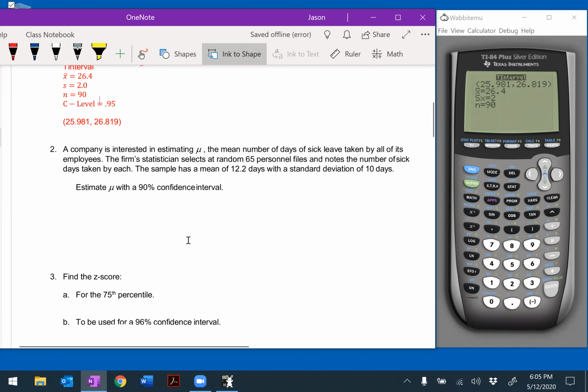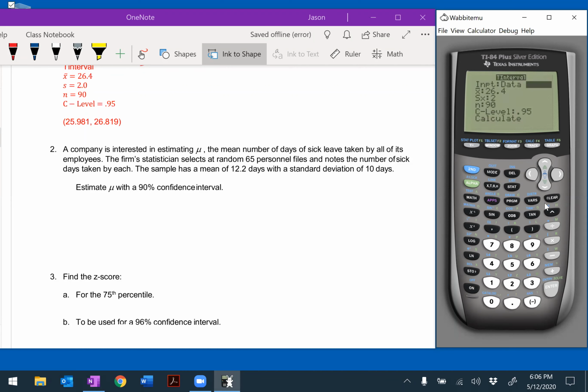Okay, let's try the next one here. A company is interested in estimating mu, the mean number of sick days taken by all of its employees. The firm statistician selects a random 65 personnel files and notes the number of sick days taken by each. The sample has a mean of 12.2 and a standard deviation of 10 days. Estimate mu with a 90% confidence interval. So it's basically the same thing that we did before. Another confidence interval, another t interval. So let's go and do a t interval on means.